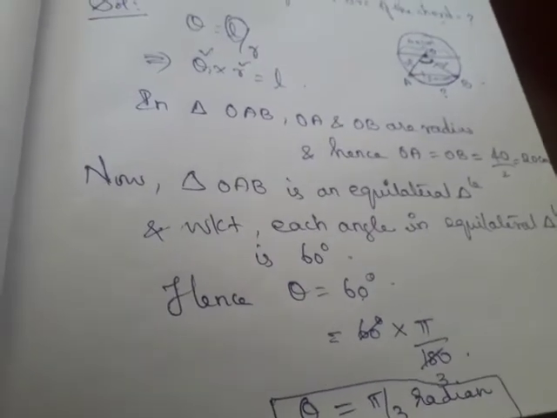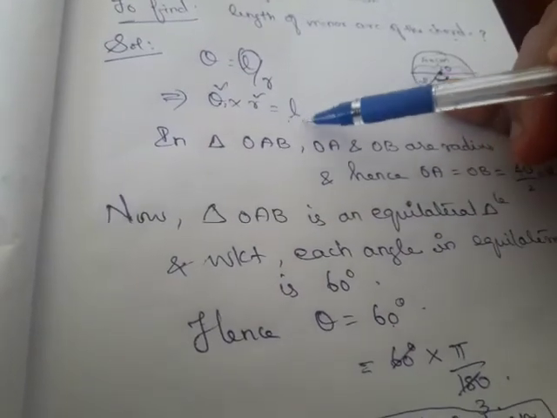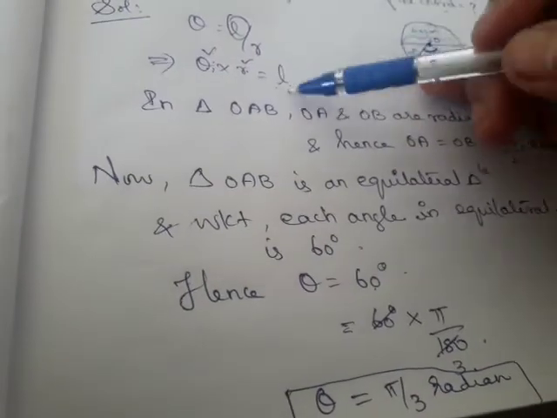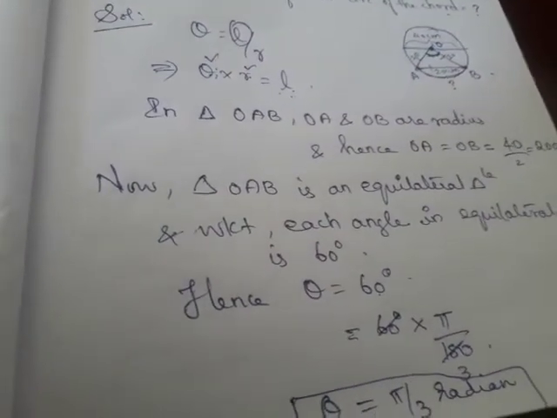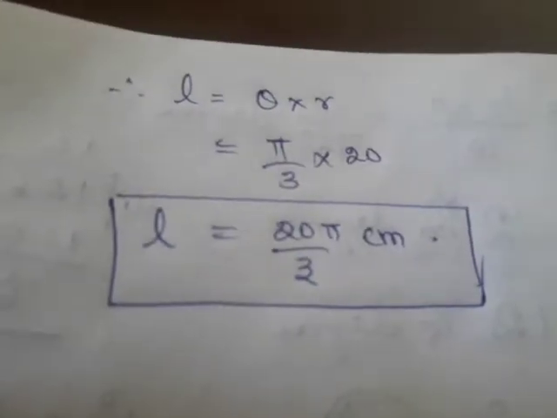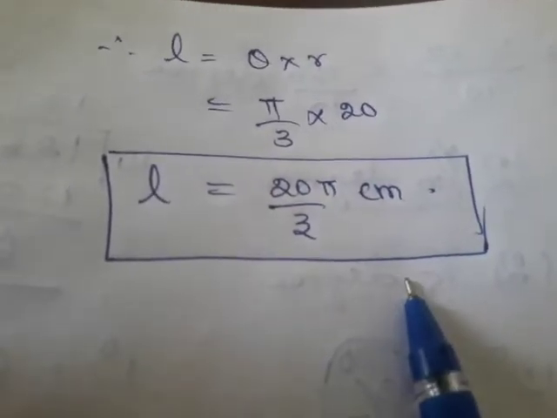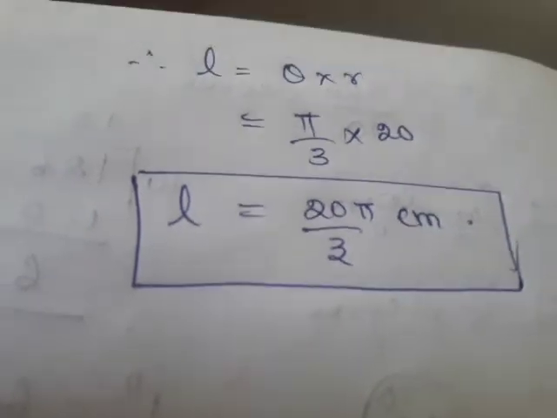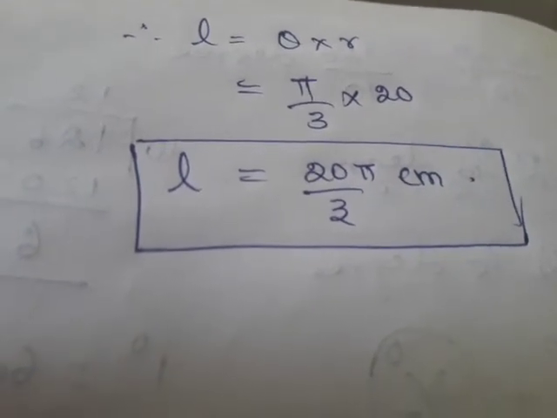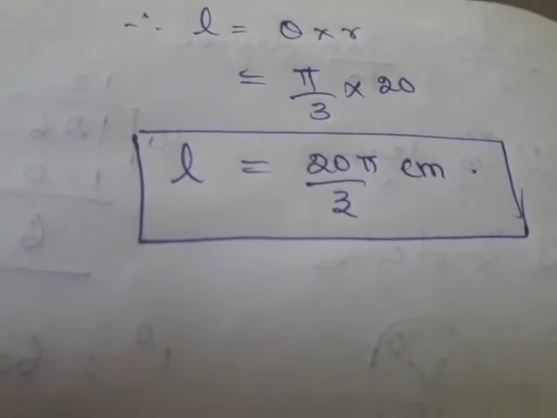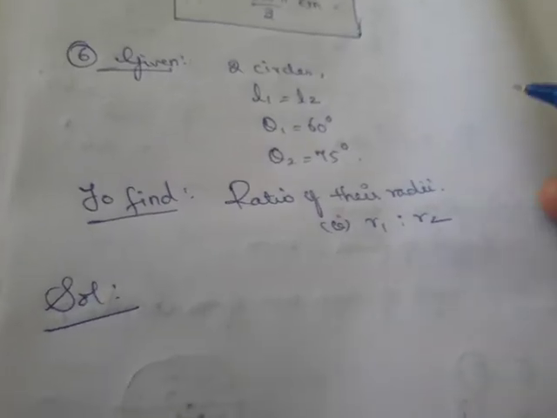Once you know the value of theta, now we can substitute in this formula. L is theta into r. We can find the length of the minor arc. Therefore, L equals theta into r, pi by 3 into 20, which is nothing but 20 pi by 3 centimeter. So this is the length of the minor arc. Thus we completed this problem. Let us move on to the next problem.